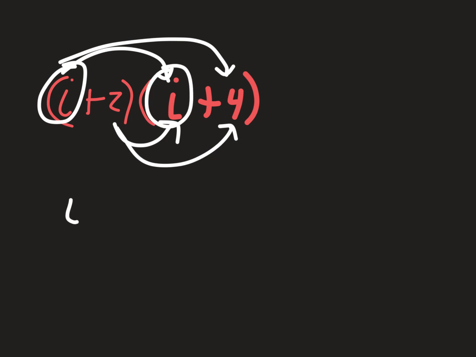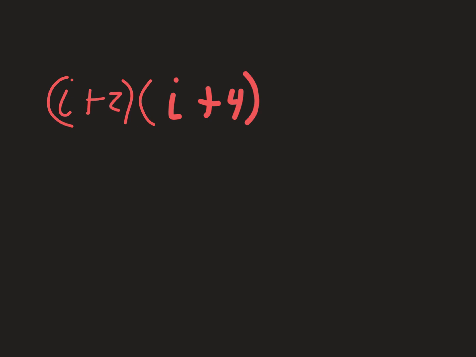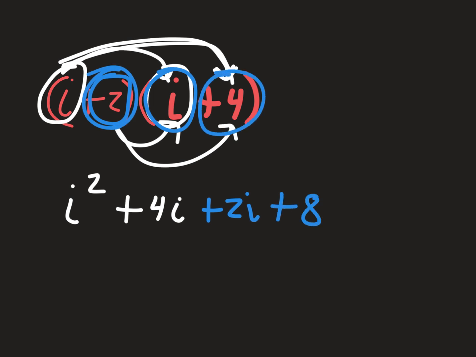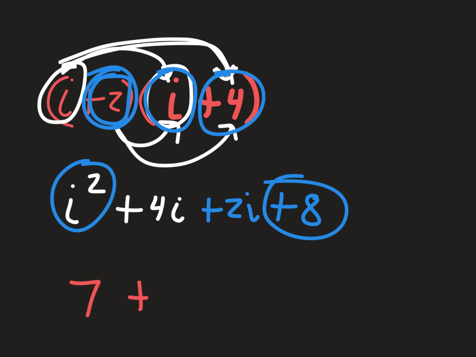I times I squared. And yeah, it's going to turn into -1 in a minute. I times the 4, 4i. 2 times the I, 2i. 2 times the 4, 8. Now that's -1, and that's an 8. And a -1 and an 8, it's like 8 minus 1. So that's 7, and the real part comes first. Plus 4i and 2i is 6i.